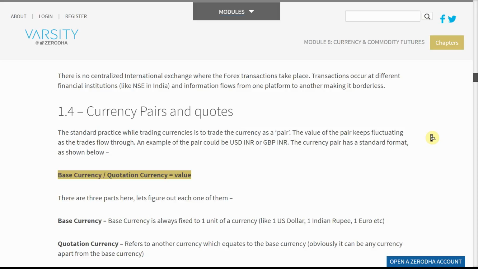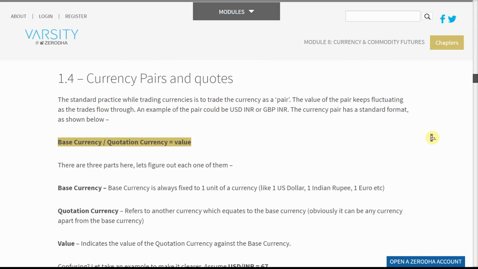1.4 Currency pairs and quotes. The standard practice while trading currencies is to trade the currency as a pair. The value of the pair keeps fluctuating as the trades flow through. An example of the pair could be USD INR or GBP INR. The currency pair has a standard format, as shown below. Base currency, quotation currency equals value. There are 3 parts here. Let's figure out each one of them.